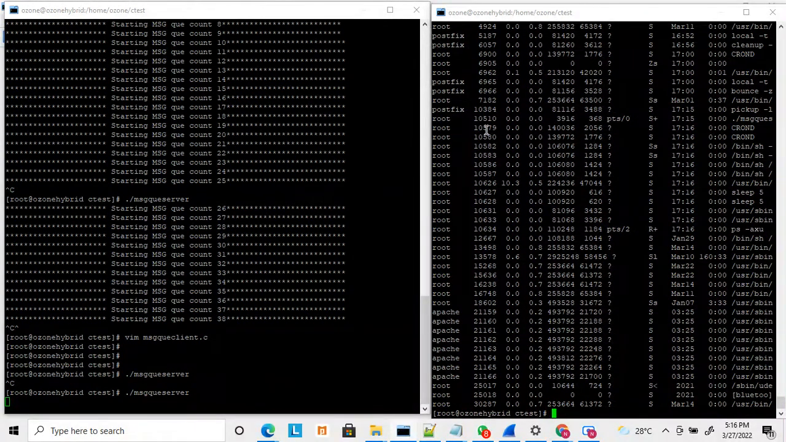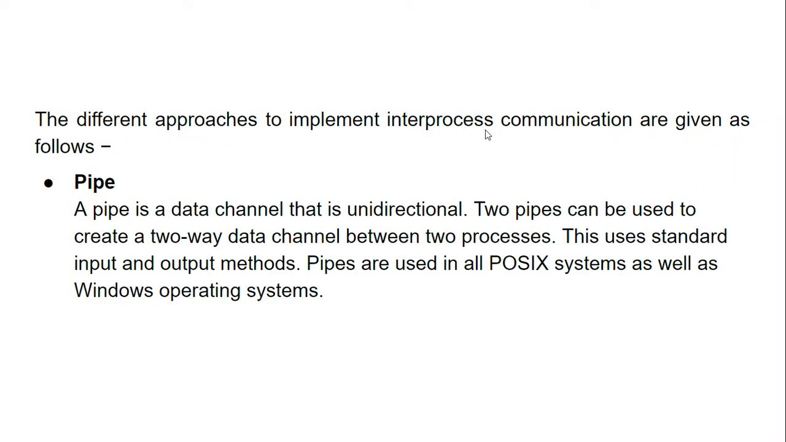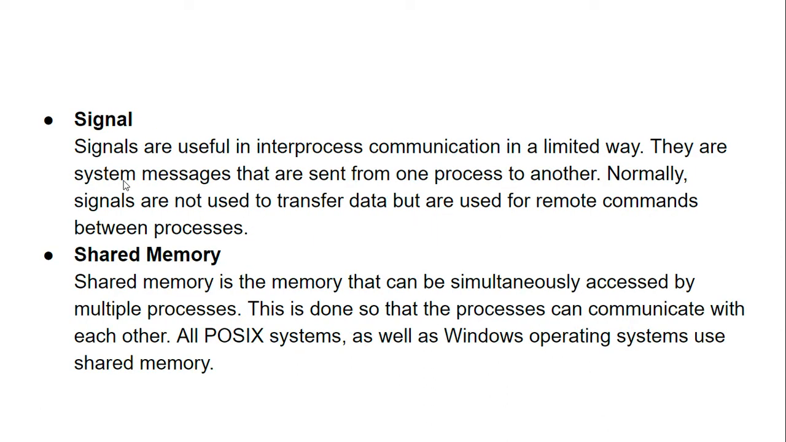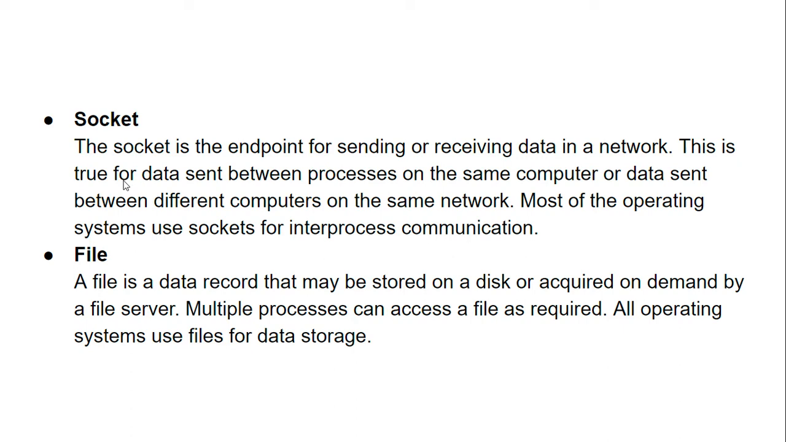Now if two processes want to communicate with each other, what are the various methods of communication? This is called inter-process communication. Let's first discuss the various methods of communication, then I will show an example of message queue, how to do message queue programming. The different approaches for implementing inter-process communication are pipe, socket, file, signal, shared memory, and message queue. You have already used socket, file, and so on.